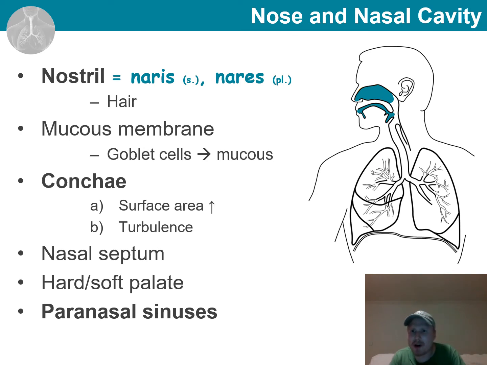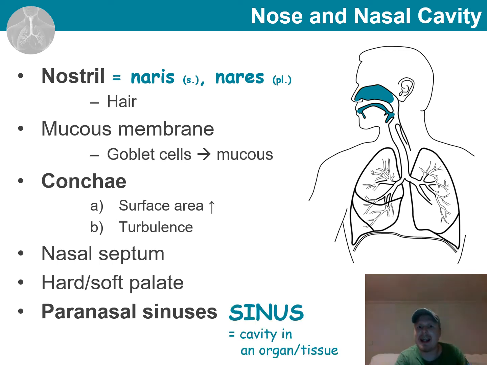The final structure or set of structures that I want us to focus on in this region are the paranasal sinuses. Remember from our anatomical language that a sinus was a sac or cavity within an organ or tissue, so an empty space if you wish. And paranasal sinuses are therefore cavities in the dense portion of the cranial bones near the nose region. Let's have a look at this.